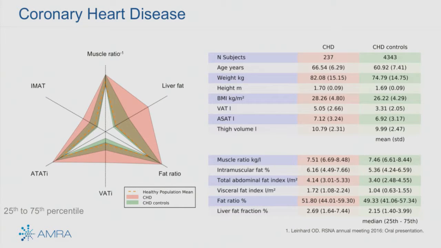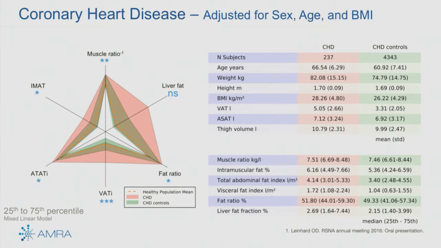Looking at coronary heart disease compared with controls without high blood pressure or any cardiovascular disease. 237 subjects compared to 4,343. And again, we see an expanded BCP shape, the CHD group in red. And if we do non-parametric testing on the axes here, we see highly significant values on all the important variables at least. But if we adjust this for sex, age, and BMI, we see that visceral fat is highly significant. Liver fat is actually non-significant. Muscle fat is still significant.